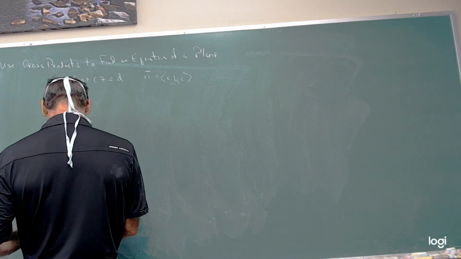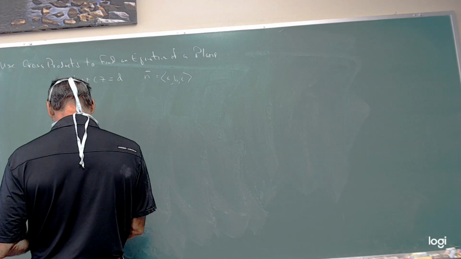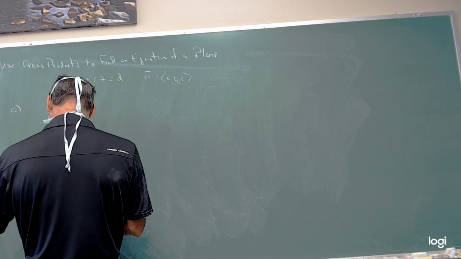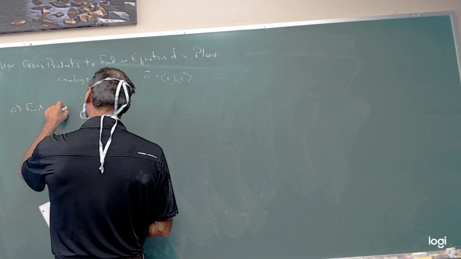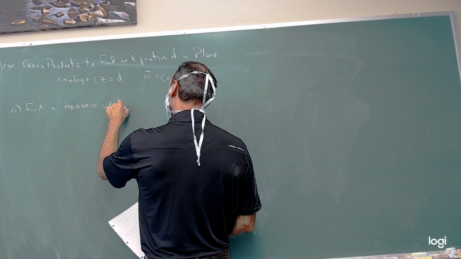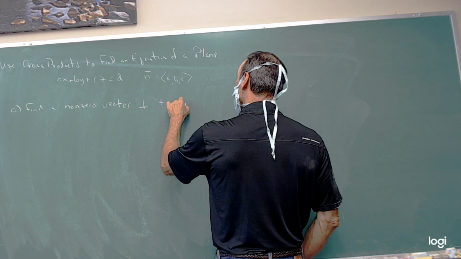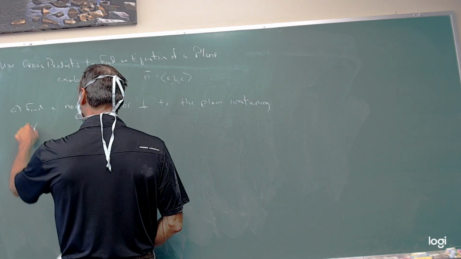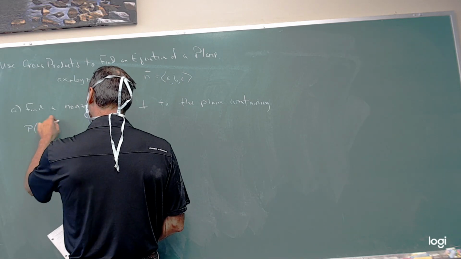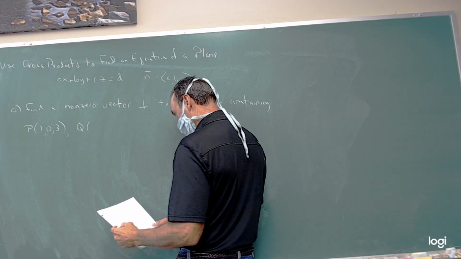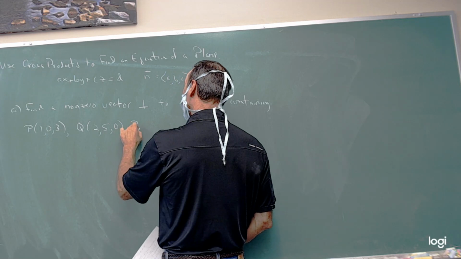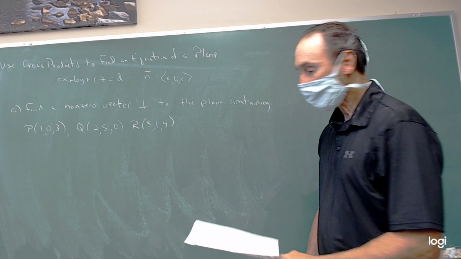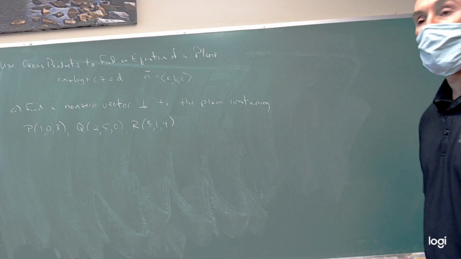So we're going to have to find a point so we can find the d, but that won't be hard. Okay, so first, find a non-zero vector perpendicular to the plane containing P, so one point is (1, 0, 3), a second point Q is (2, 5, 0), and the third point R is (3, 1, 4). So this is how we're going to find our normal vector.